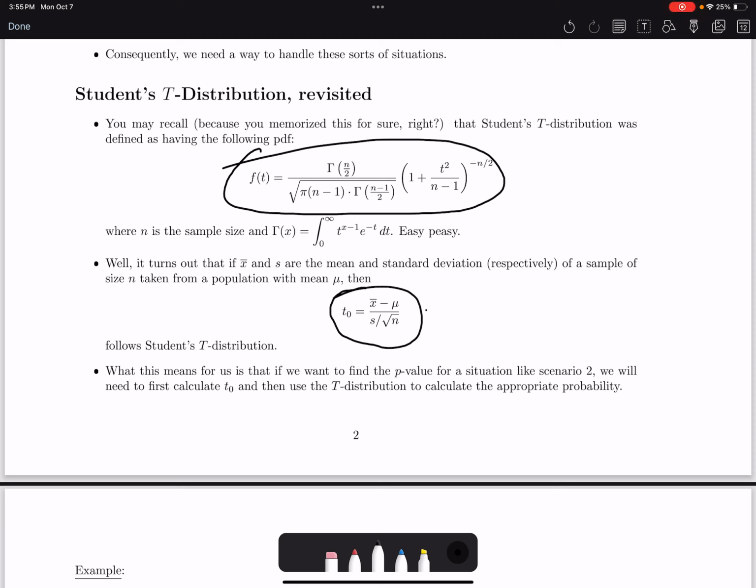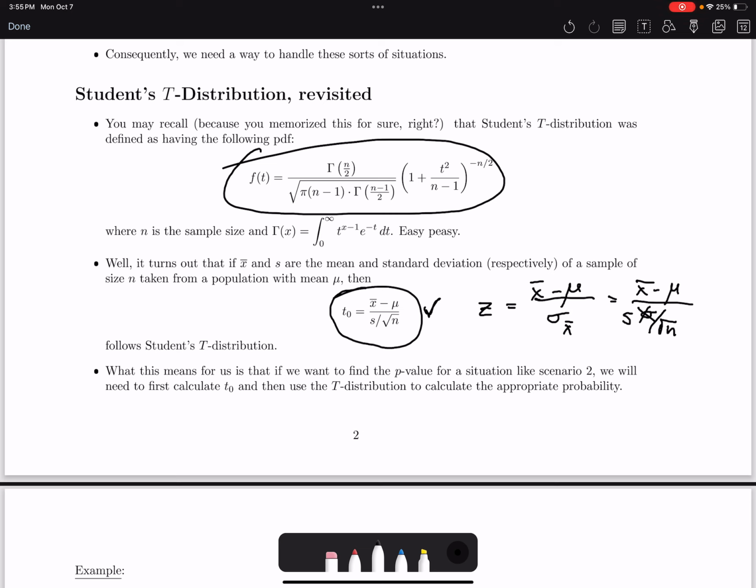This, by the way, if you squint at it hard enough, you might recognize as a z-score formula. Remember that z is x minus mu over sigma. Well, in the case that we're looking for the z-score involving x bar, this would be x bar minus mu over sigma sub x bar. Sigma sub x bar is sigma divided by square root of n. Now, the only change here is that sigma is unknown, so we're not using sigma, we're using s instead.